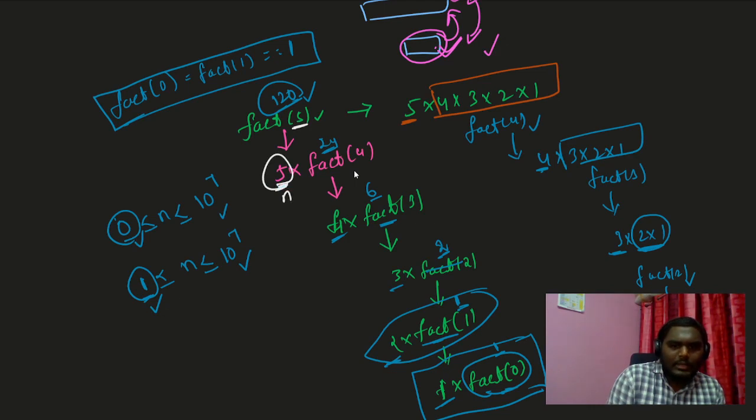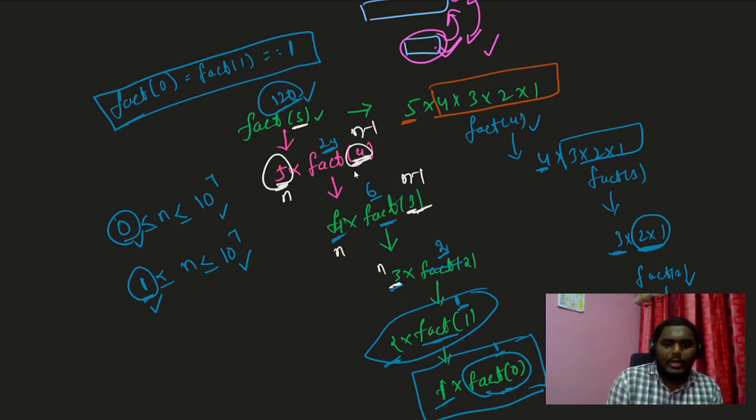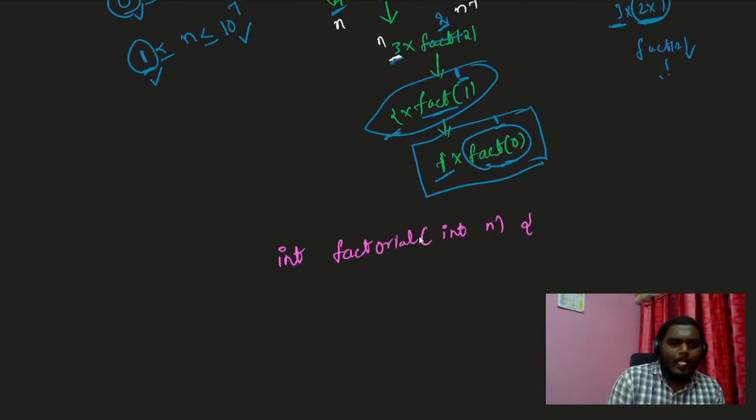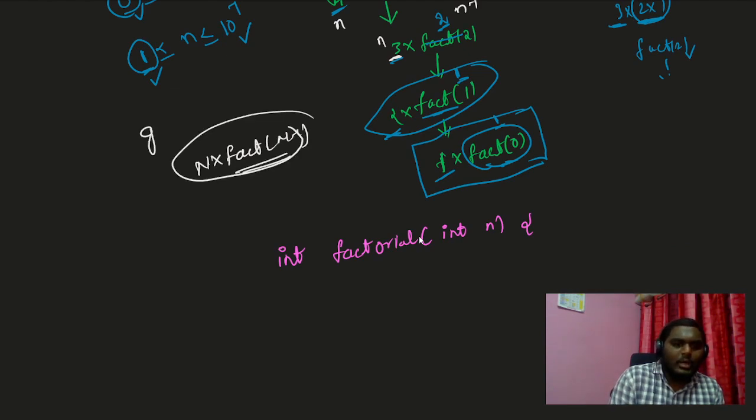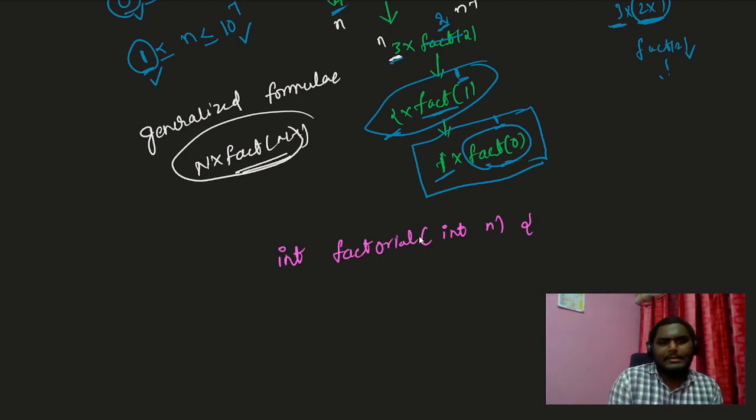This is n, this is n minus 1, right? And now again you are making fact of n, so since you are making a fact call, you will be treating this 4 as n. So again it's n, and this will be n minus 1. Again you are making a call to fact of 3, so n into n minus 1. If you generalize this, it will be n into fact of n minus 1. This is your generalized formula, or a recurrence relation as well.